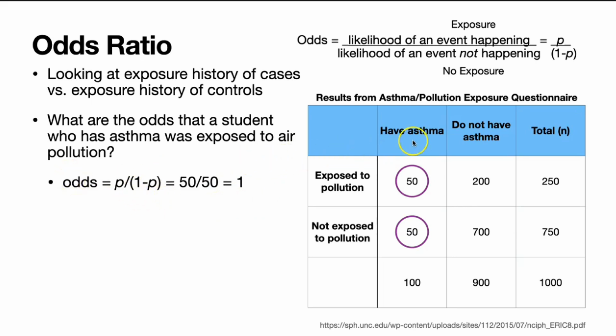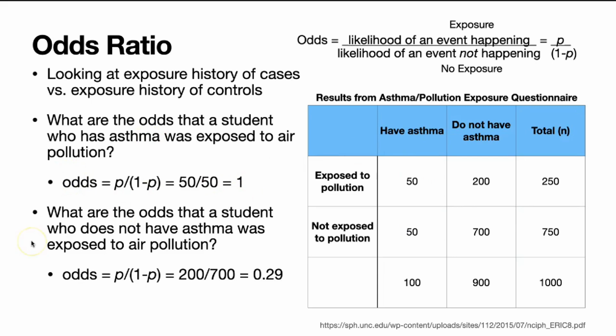But we're not done. That's just the odds for our cases. Then we have to look at the odds for our controls. What are the odds that a student who does not have asthma was exposed to air pollution? So we figure out our odds. 200 of the controls were exposed to pollution. 700 of the controls say they were not exposed to pollution. Therefore, their odds, the odds that they were exposed, it's 0.29. So now we have these two odds. We have the odds that a college student with asthma was exposed to pollution, and the odds that a college student who does not have asthma was exposed to pollution.